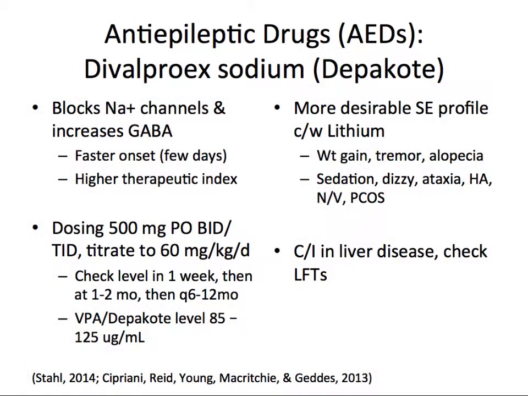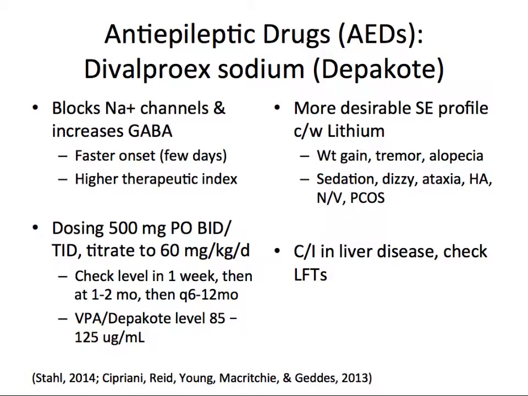Depakote functions by blocking sodium channels and increasing gamma-aminobutyric acid. Compared with lithium, it has a faster onset, usually within a few days. It also has a higher therapeutic index. A Depakote level should be checked within 1 week of initiation, then at 1 to 2 months, then every 6 to 12 months. The therapeutic Depakote level range for the bipolar patient is 85 to 125 micrograms per milliliter.